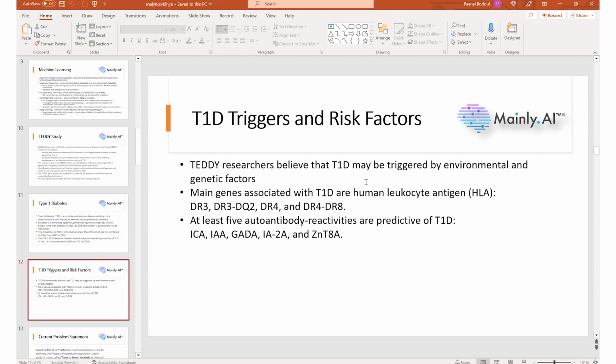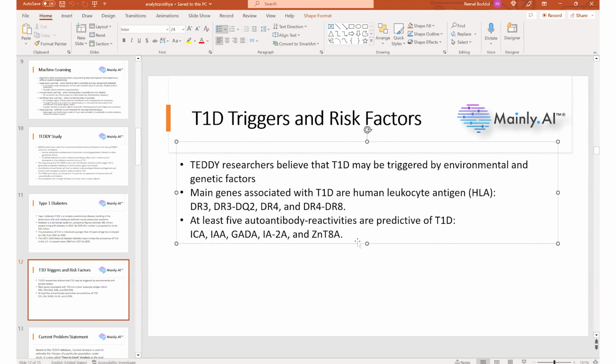So we have found that the main association with T1D is the HLA genes. In the human body there are different kinds of genes. If a person has particular genes, like DR3, DQ2, DR4, DR8, then they have a higher probability of getting T1D. A person who falls under this category has more chances of getting type 1 diabetes.